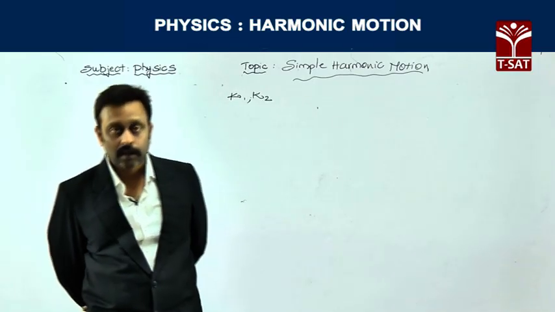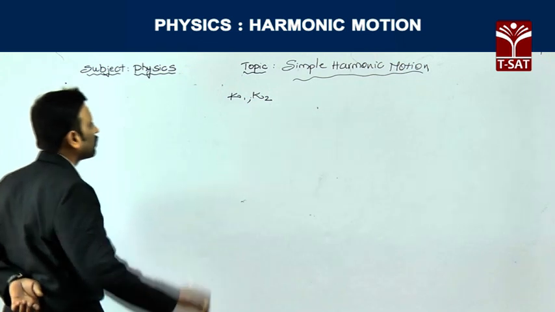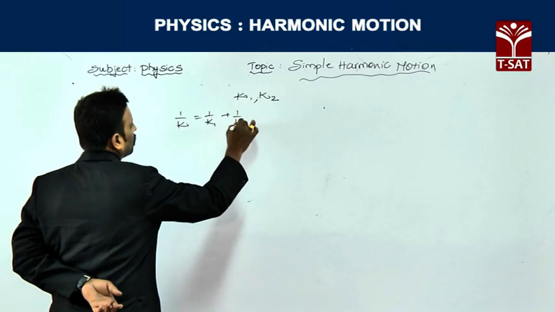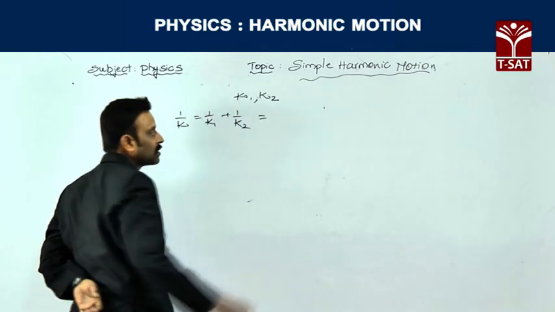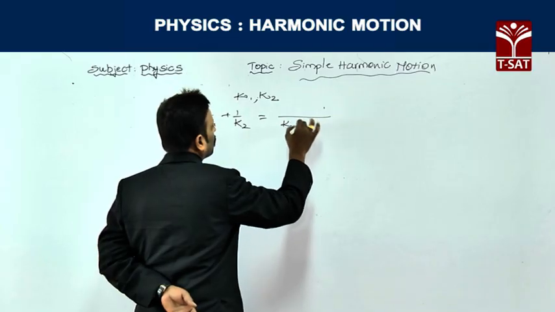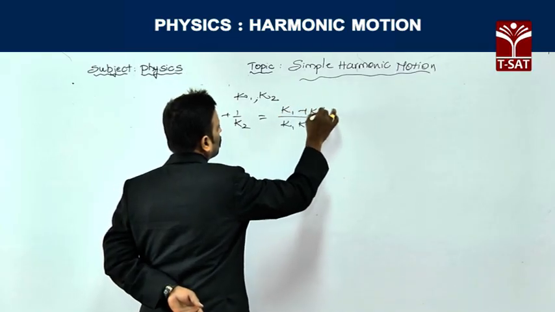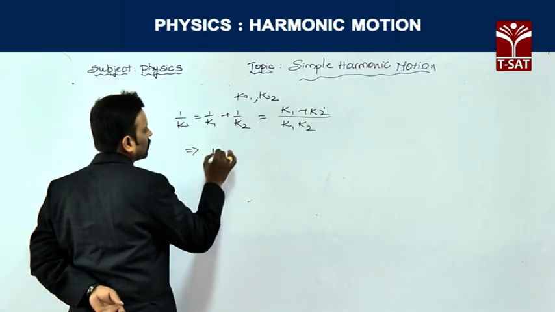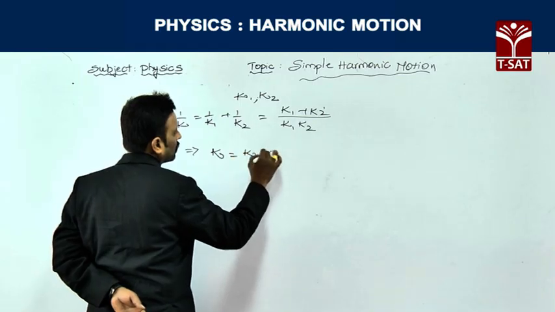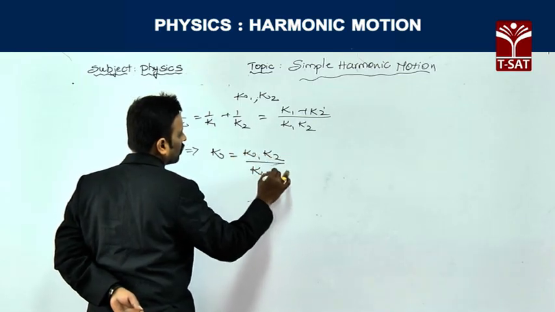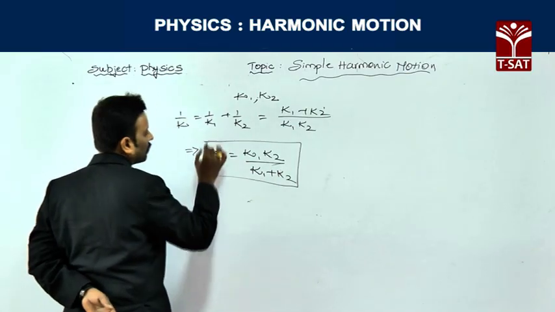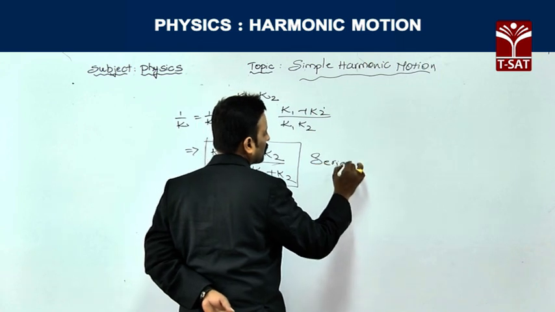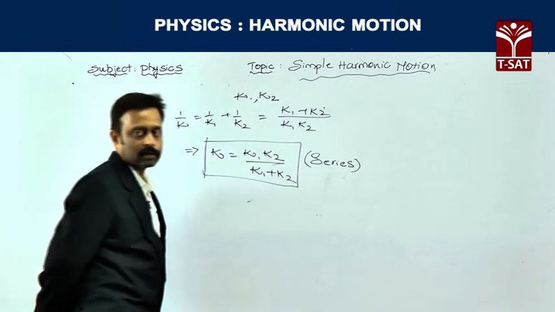In this case, the effective force constant is given by 1 by k is equal to 1 by k1 plus 1 by k2. After taking LCM, k1 k2, this is k1 plus k2. From this, the effective spring constant k is equal to k1 k2 by k1 plus k2. This is the formula for effective spring constant when the two springs are connected in series.